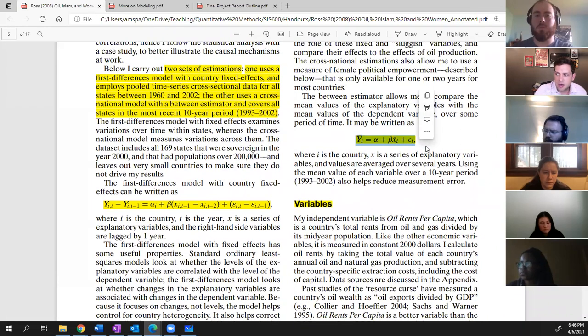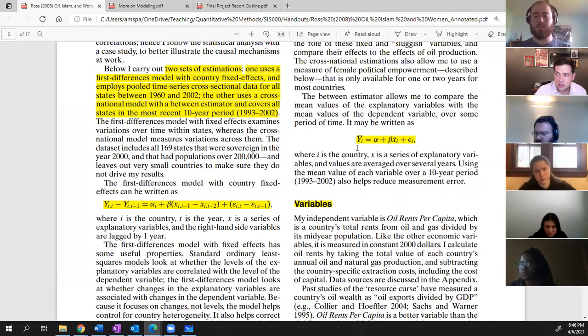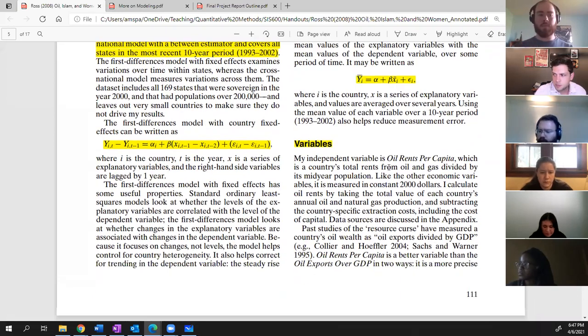A whole set of other models, though, are the second set that just use cross-national data. There's no time component at all. And it's just looking at the dependent variable as a function of the independent variables. And this is the typical regression model that you're used to.